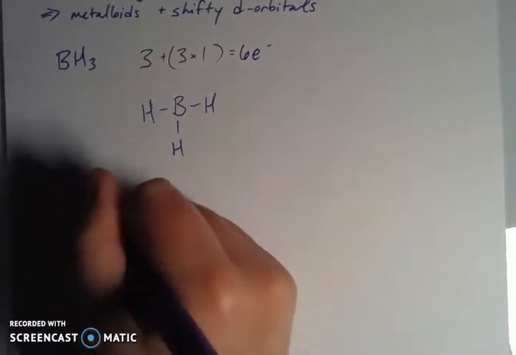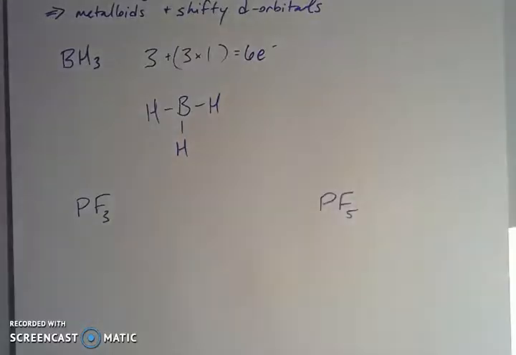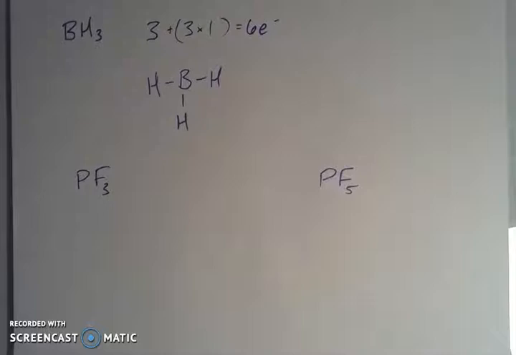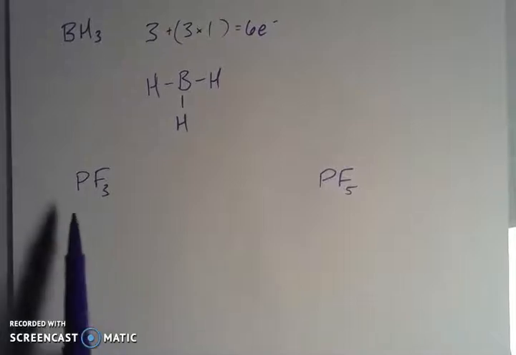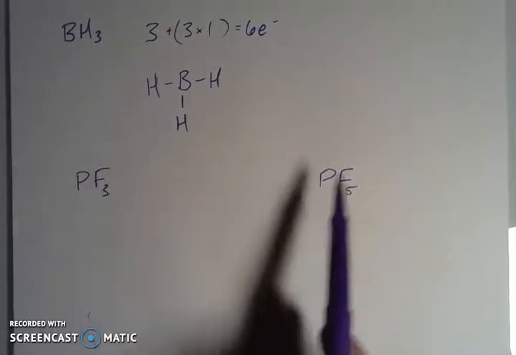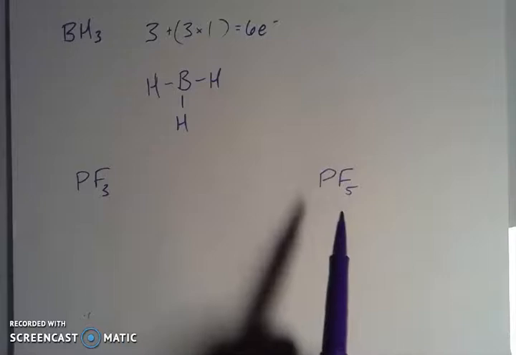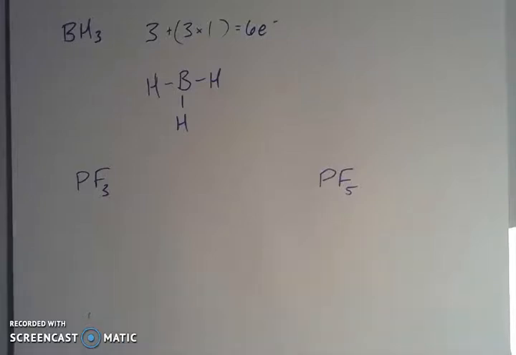If we take phosphorus, there are 2 ways that phosphorus and fluorine, or phosphorus and any of the halogens for that matter, like to pair together. So it likes to either be phosphorus trifluoride, or it likes to be phosphorus pentafluoride. So let's look at the difference between the two.